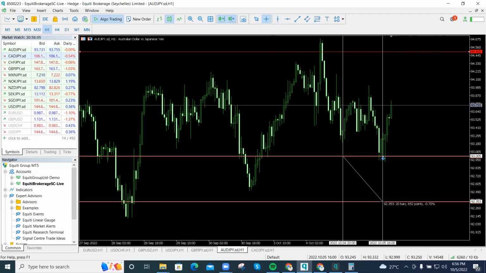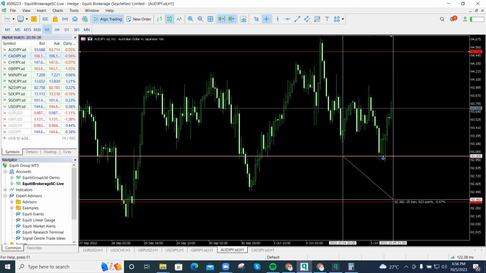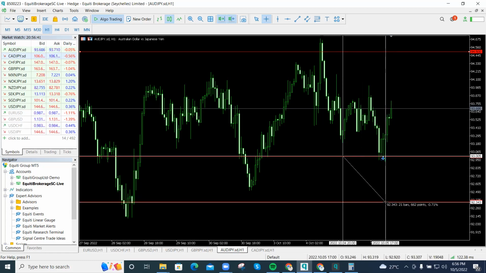This is about 652 points. Okay, that's about 65 pips. So 652 points is what we are willing to risk. If you don't see that 652 points, you can look below. You can see 92.353, 20 bars. 20 bars shows you that from where we had the first cursor to where we currently are is about 20 bars.